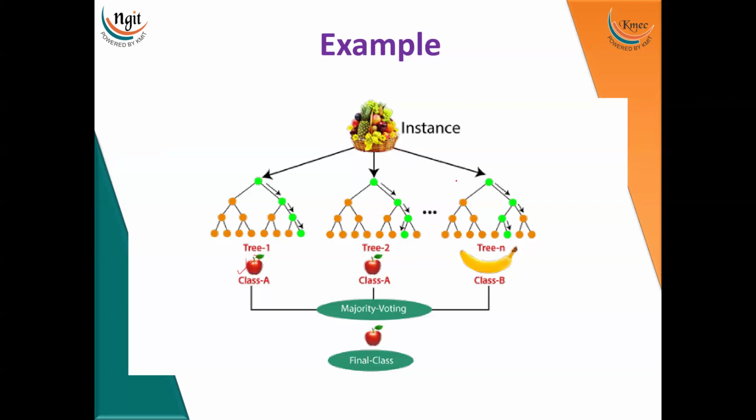Likewise, we have constructed more trees, and for the last decision tree, with the same sample of data taken from this one, it has given the output as class B, that is banana. So when we see all these things, the majority vote says that it belongs to class A, that is, an apple. So we are going to take the decision that the particular input is predicting an apple. In this way, the random forest ensemble method is going to work.